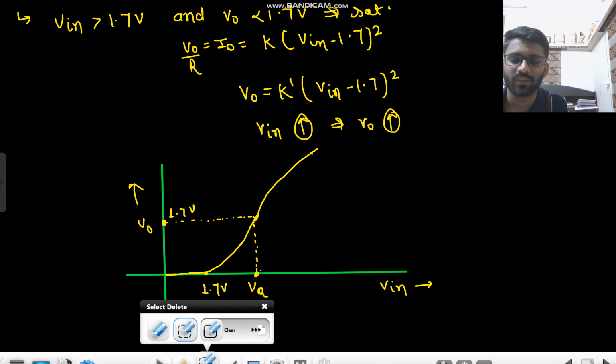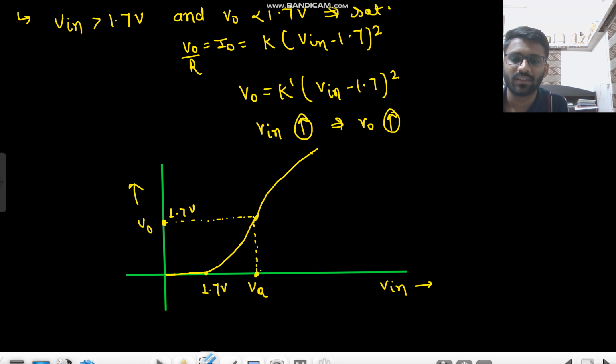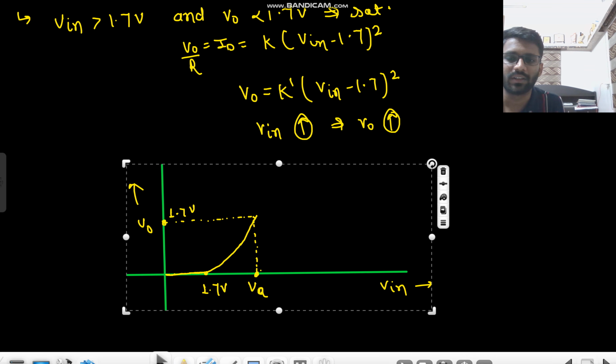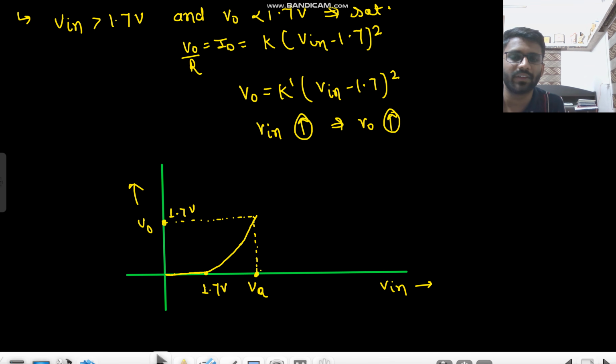Here only I have drawn the complete circuit. Actually, I should draw it again. Okay, I will draw it again. Till then you try to find the value of VA. You have this equation. Just put V in equals VA, you will get V naught equals 1.7. Just put it here, and then you can find the value of VA.